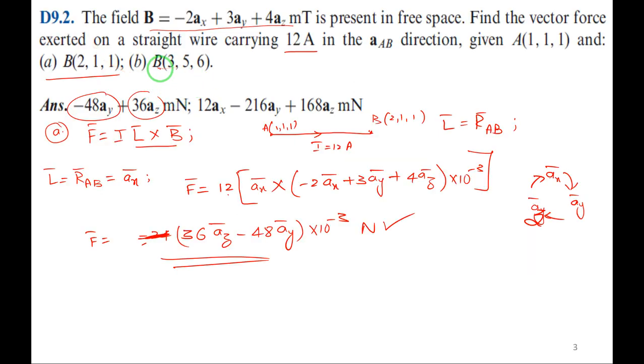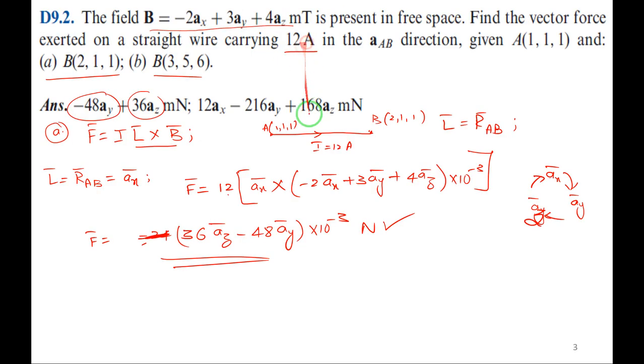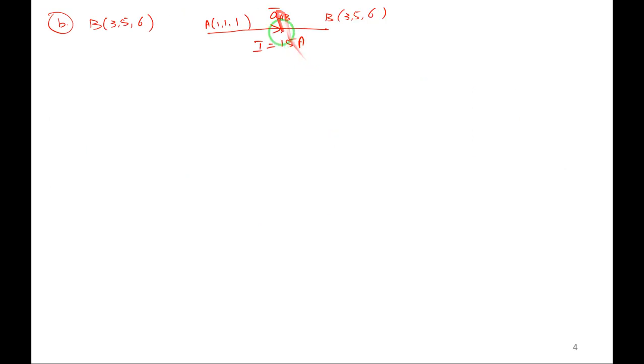Here point B is 3, 5, 6. So once again the same thing. Point A is 1 comma 1 comma 1, and point B is 3, 5, 6. Current I is flowing in the unit vector direction aAB, so current I is flowing in this direction. 12 amps they have given, sorry, 12 amps, not 15.